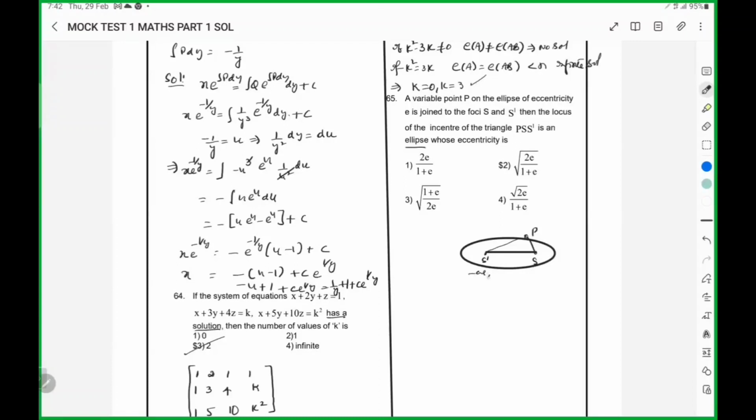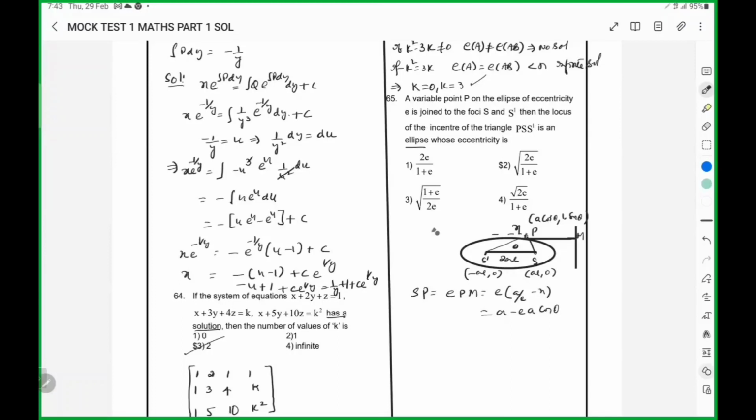So here the foci are minus AE comma 0 and AE comma 0. Any point on the ellipse is A cos theta, B sin theta. For finding the incenter, this distance we know. Here is a directrix. So SP by PM is equal to E, so SP is E times PM. Here PM, say X, is A by E minus X. So X is A cos theta.